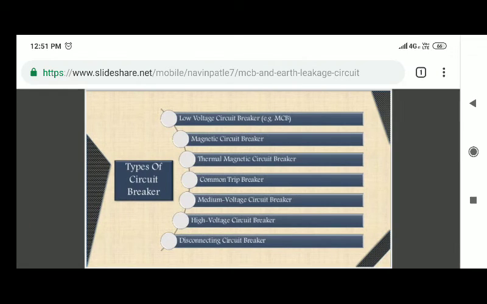But what are the types of circuit breakers? Low voltage circuit breaker, which is MCB, magnetic circuit breaker, thermal magnetic circuit breaker, common trip breaker, medium voltage circuit breaker, high voltage circuit breaker, disconnecting circuit breaker. Among these, the low voltage circuit breaker is generally used. The thermal magnetic circuit breaker is also used.